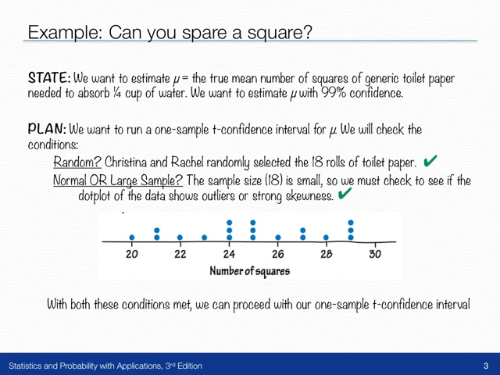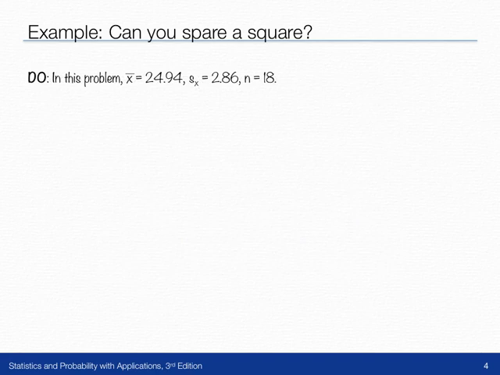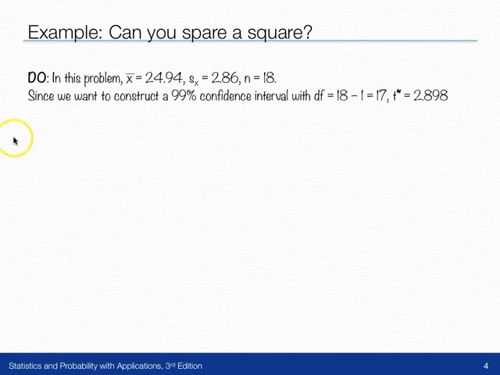After the plan stage, we actually want to do, that is, perform the confidence interval. We want to calculate it. In this problem, we have some information that we know. We know the sample mean x bar, we know the sample standard deviation s, and we know the sample size was 18. So we want to construct a 99% confidence interval with 17 degrees of freedom. Sample size was 18, so there are 17 degrees of freedom.